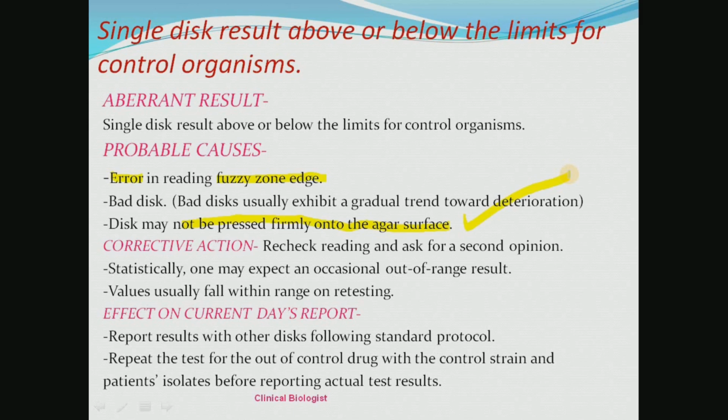What is the corrective action? First you have to note all the problems that happened and recheck the reading, and take an expert opinion or second opinion about that disc. Statistically, one or two discs may behave like that because of the above causes. You have to fix this problem, and when you repeat the testing of that disc, maybe it will fall within the range. Once you retest, the result will come, and maybe it gives a proper result.